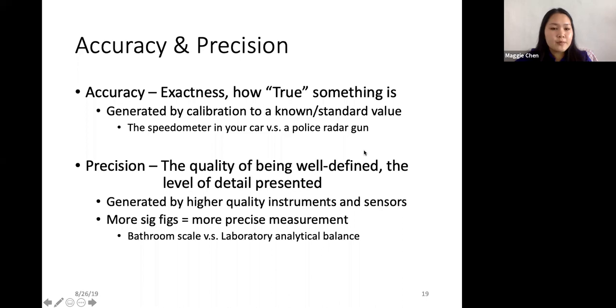But now if we're looking at precision, it's the quality of being well-defined, the level of detail presented. So the more detail that our instrument gives us, the more precise it is. So this is generated by higher quality instruments and sensors. So more sig figs equals a more precise instrument or measurement.